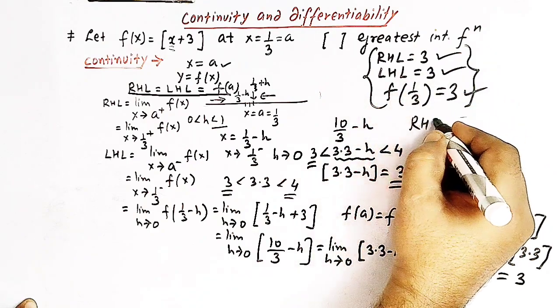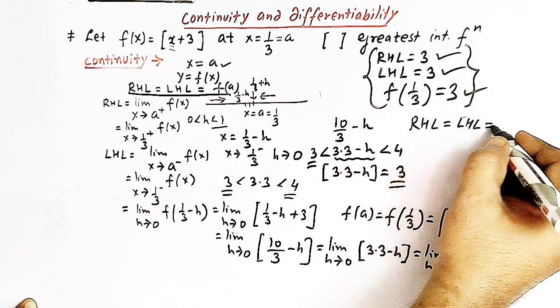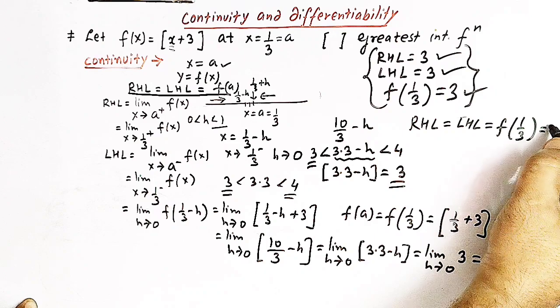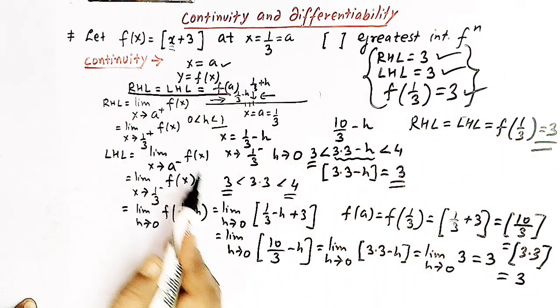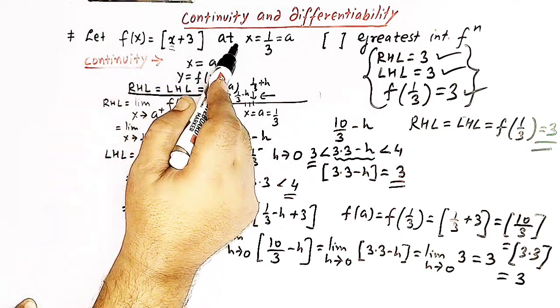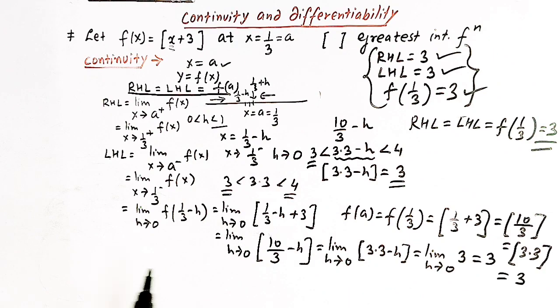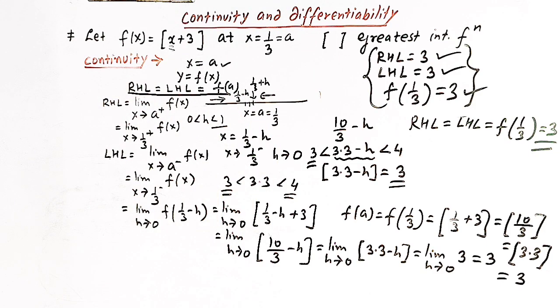So we can see that the right hand limit is equal to the left hand limit is equal to f(1/3), and this is equal to 3, right? So we can now claim that this function is continuous at x = 1/3, right? So now let us see the differentiability of this function at x = 1/3.